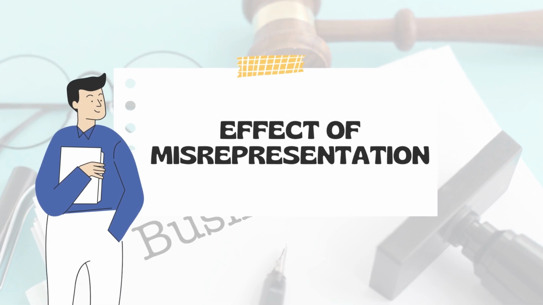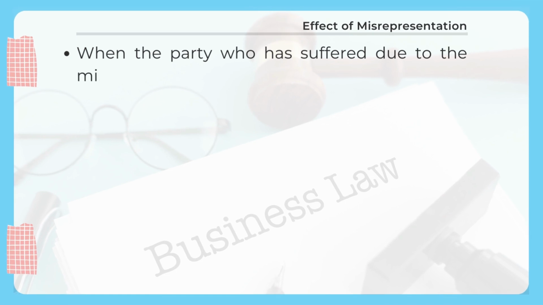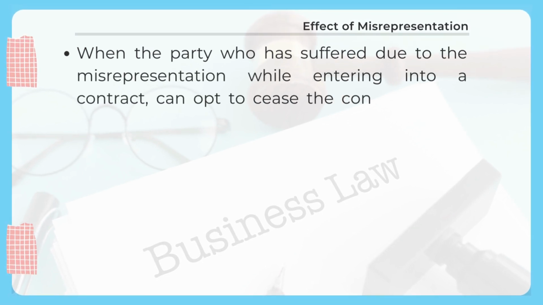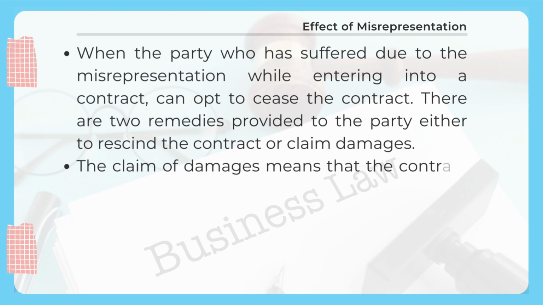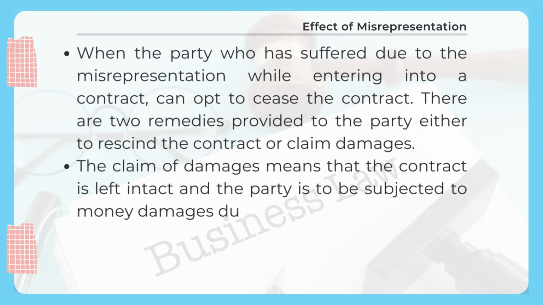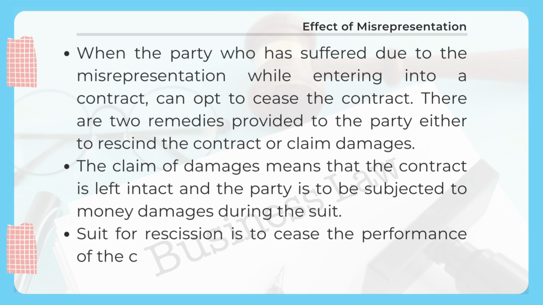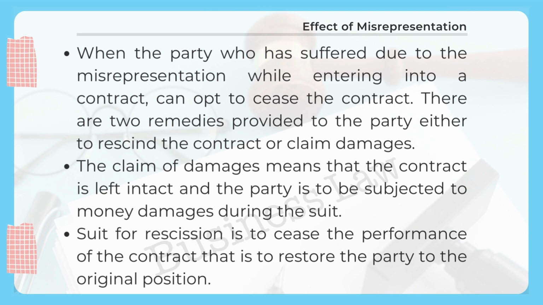What is the effect of misrepresentation? The party who has suffered due to the misrepresentation while entering into a contract can opt to cease the contract, stop the contract. There are two remedies available to the party: rescinding the contract or claiming damages. Rescinding means cancelling the contract, not performing the obligations of the contract. And the claim of damages means the contract is left intact and the party can claim the damages that have been suffered during the contract. Suit for rescission is there to cease the performance of the contract so as to restore the party to the original position as if there was no contract. So, these two rights and remedies are available in the hands of the aggrieved party.